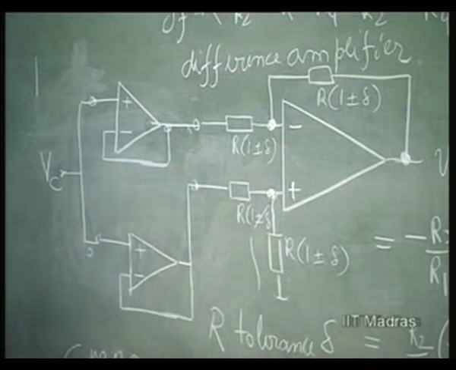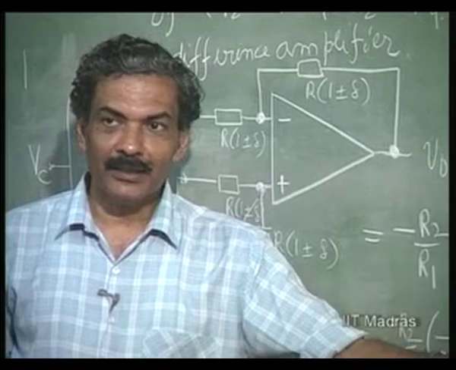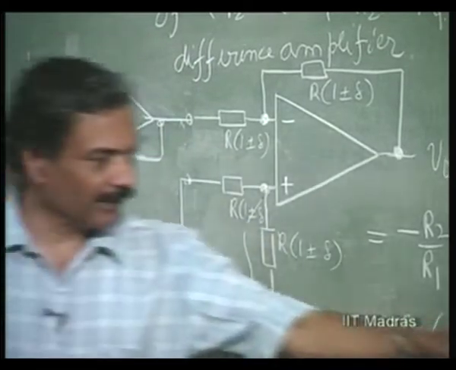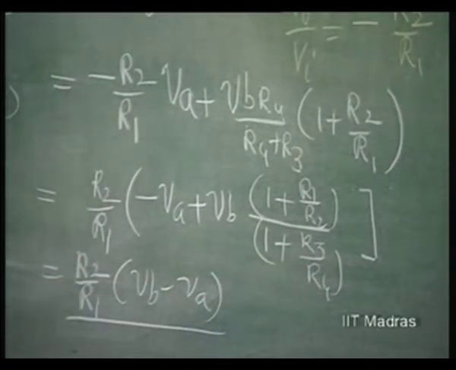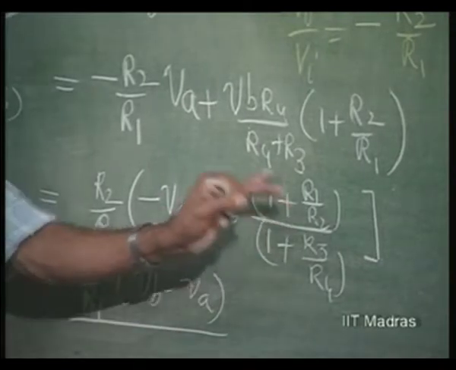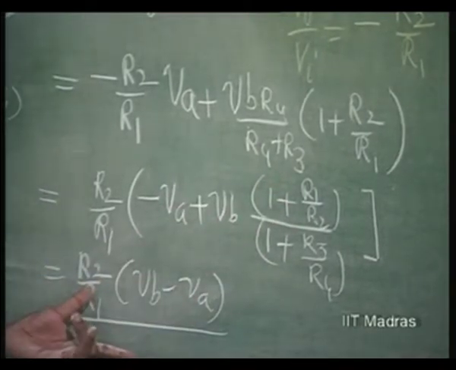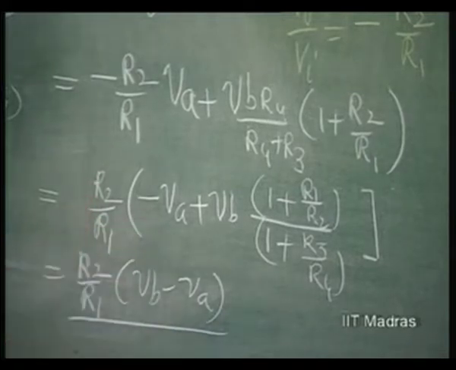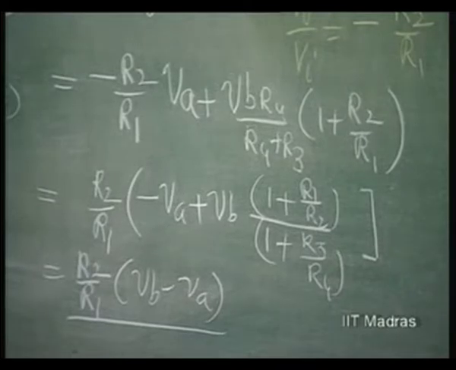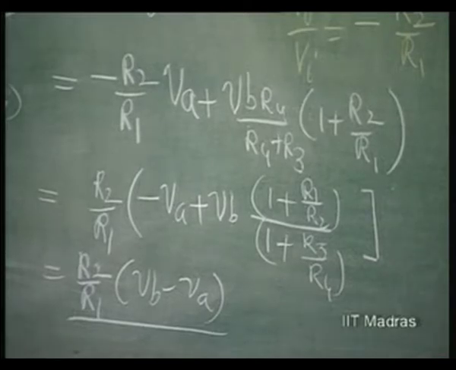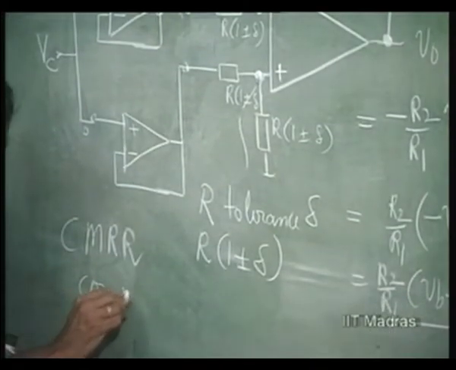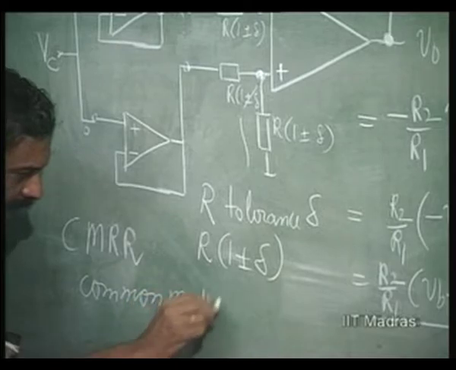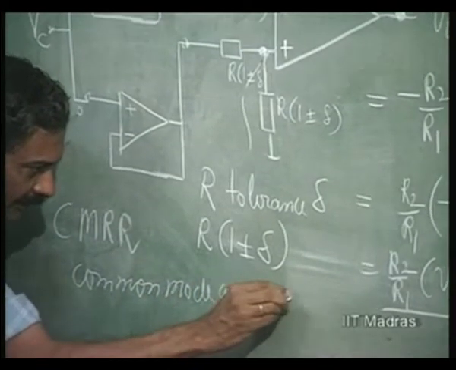So what happens is that this ratio, instead of being 1, will deviate from 1. If this is 1, this also should be 1. Then only this cancellation occurs. Unless this cancellation occurs and this becomes just VB, this cannot be considered a difference amplifier. So when VB is equal to VA, it is still going to give us an output if these do not get cancelled. So what is the common mode gain under this situation, the worst case common mode gain? We will want to find out the common mode gain, that is AC.